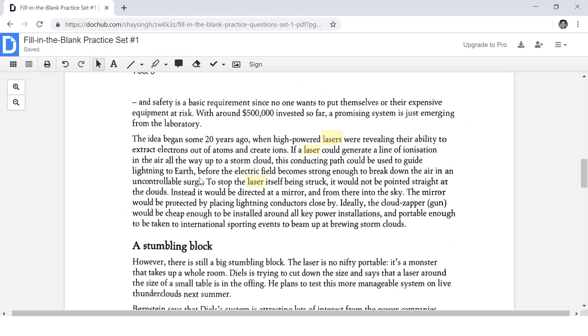So guys, notice that only now I'm starting to read this sentence. The reason I'm starting to read this sentence now is because I have found something related to lasers, and I have also found something related to difficulties. So that's why I'm going to now read this sentence. If a laser could generate a line of ionization in the air all the way up to a storm cloud, this conducting path could be used to guide lightning to Earth before the electric field becomes strong enough to break down the air in an uncontrollable surge.